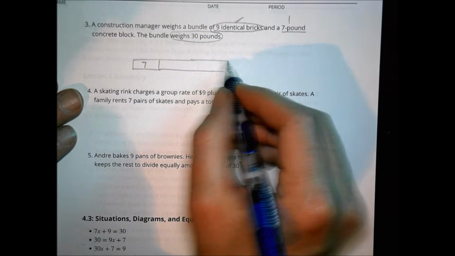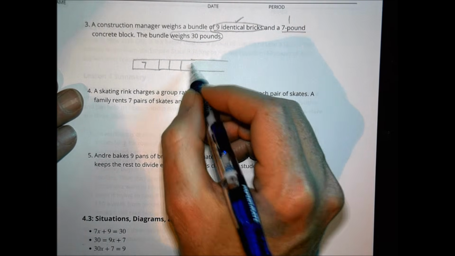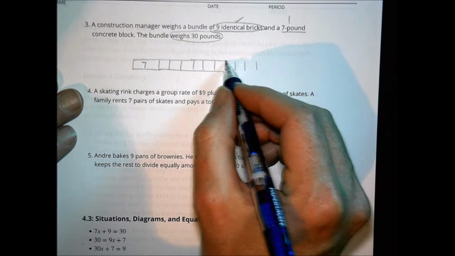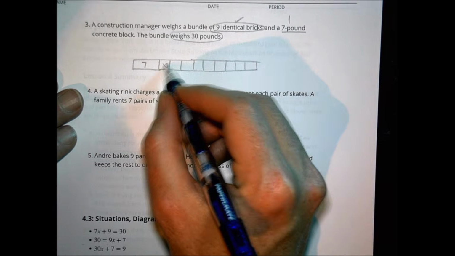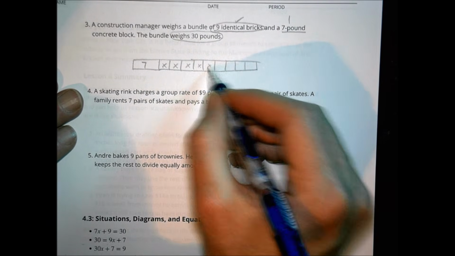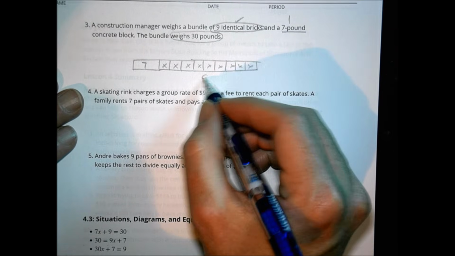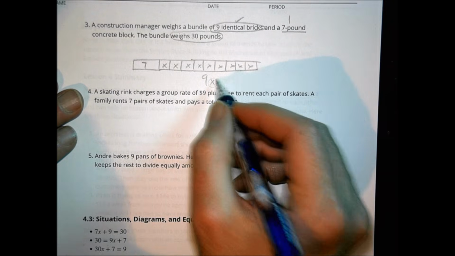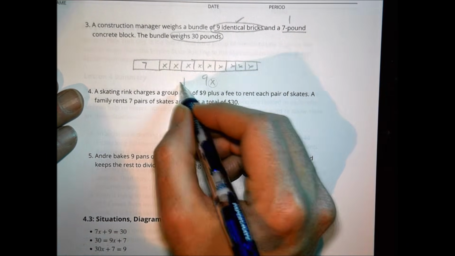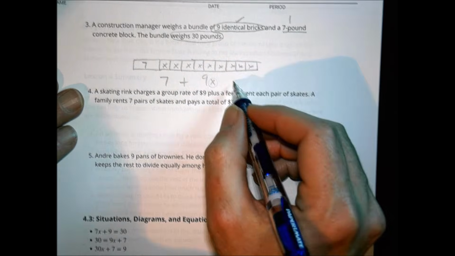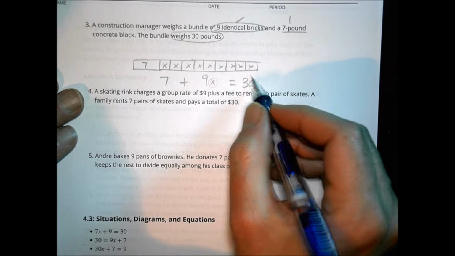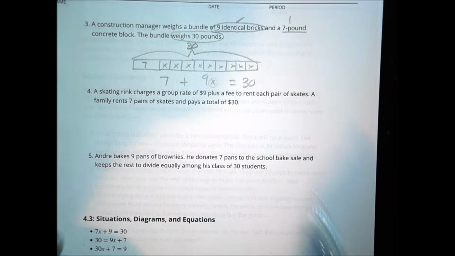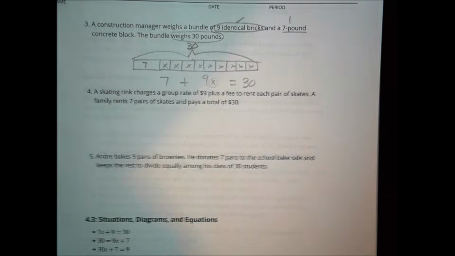So once again, we're going to do 1, 2, 3, 4, 5, 6, 7, 8, and 9. Finish that out. Put my x's in there. So those are my 9 identical bricks, whatever those weigh. That x represents how much they weigh, but I don't know what that is. We know we have 1 of the 7-pound blocks, and in total, it's going to weigh 30 pounds. So we'll break this up like that and write 30 on top for our tape diagram, and it will look something along those lines.